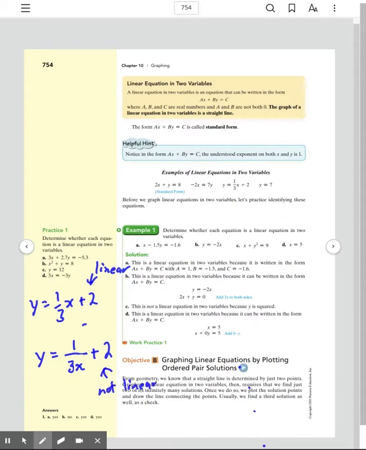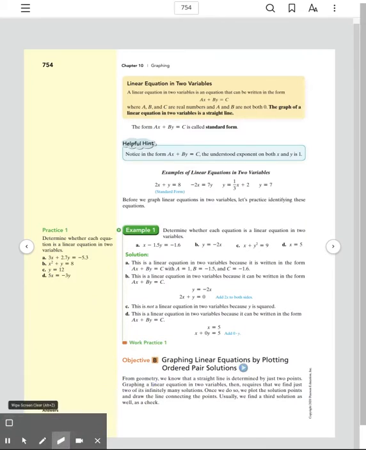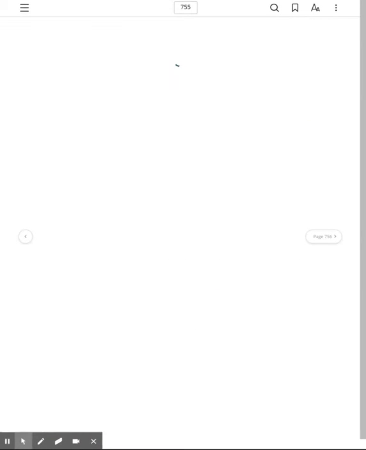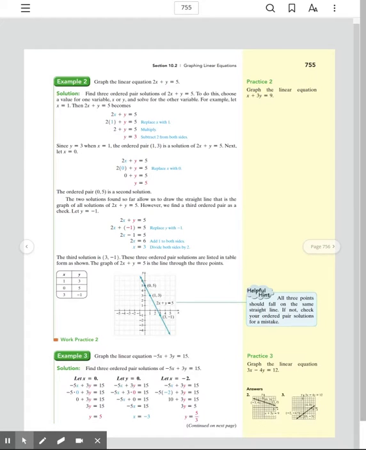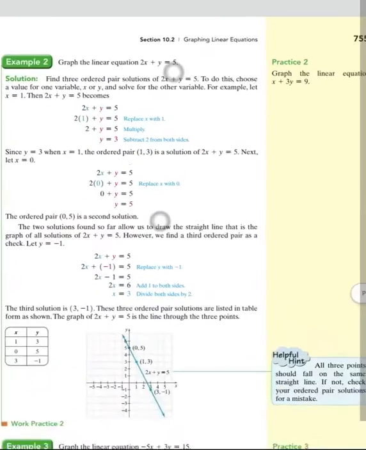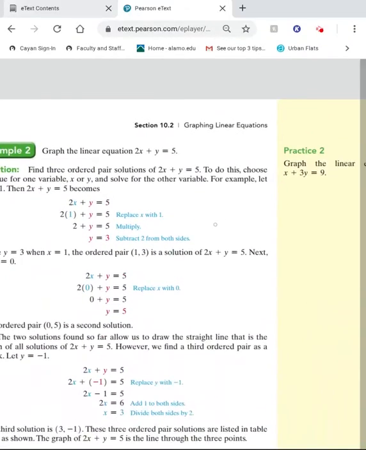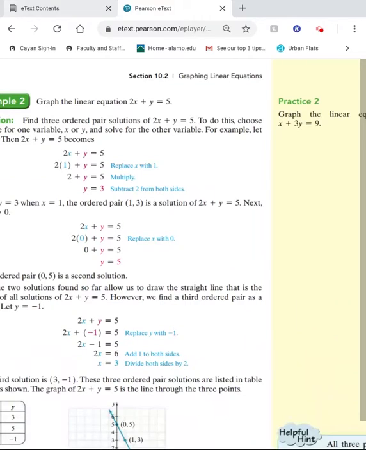Now, whenever we graph equations, we can tell if they're linear or not once we actually graph them out. So let's go ahead and start graphing some of these linear equations using examples from the book. If we look at, let's go to the next one. Let's go to the next page really quick. It's got to load up. So we're going to graph this equation right here. This one is considered a linear equation, 2x plus y equals 5.